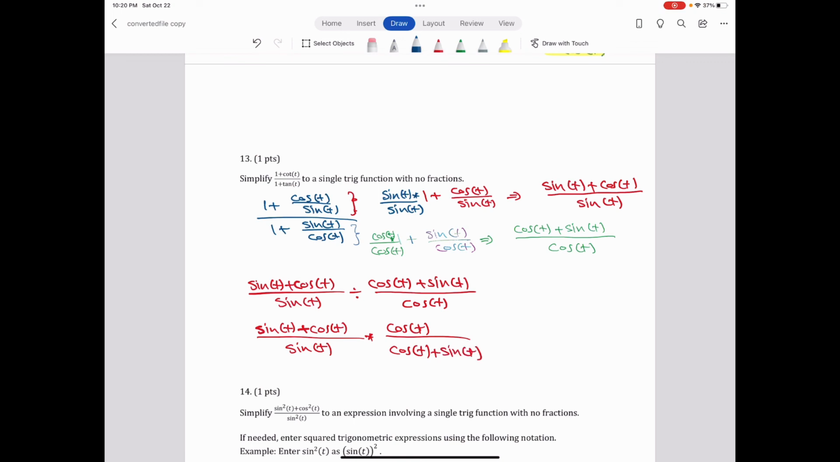Notice how these two expressions are the same, so both of them will cancel. You will end up with cosine t over sine t, which is basically cosine over sine is cotangent. So the final answer is cotangent t. So this expression reduces to cotangent t.